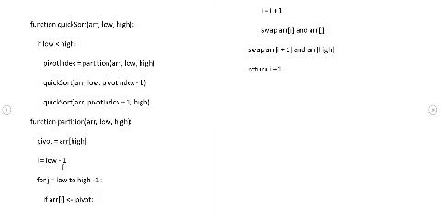Function partition(array, low, high): pivot equals array of high; i equals low minus 1; for j equals low to high minus 1: if array of j is less than or equal to pivot, i equals i plus 1, swap array of i and array of j. Swap array of i plus 1 and array of high, return i plus 1.